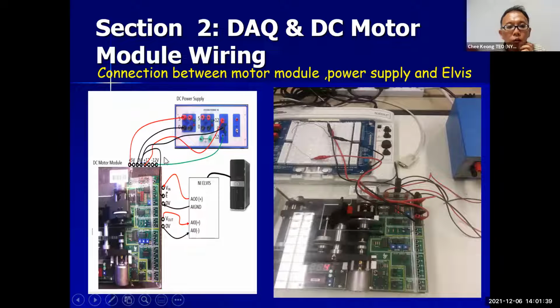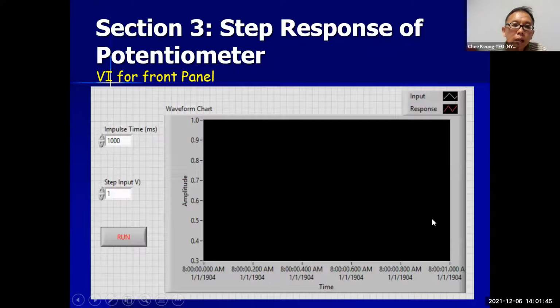Now this is an overall connection which is shown. This is the diagram. This is the actual connection that is being made. Now, for section 3, we are trying to capture the step response of the potentiometer. So naturally, the input is still the same, but the output we are measuring at the potentiometer.